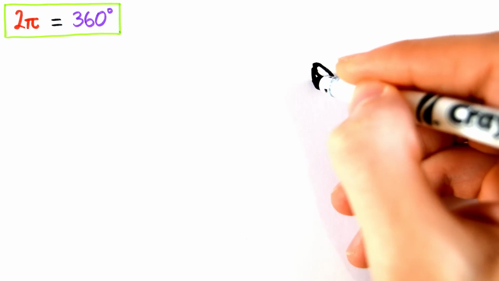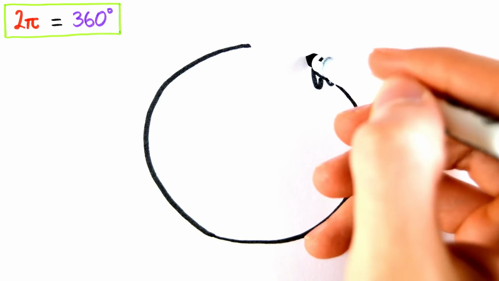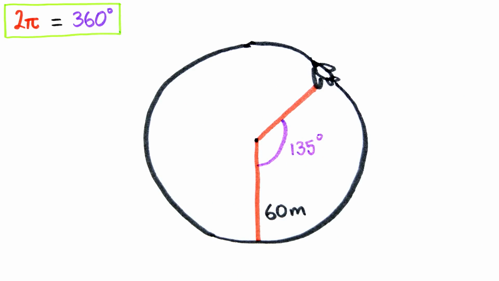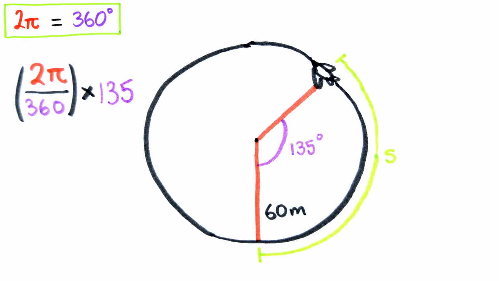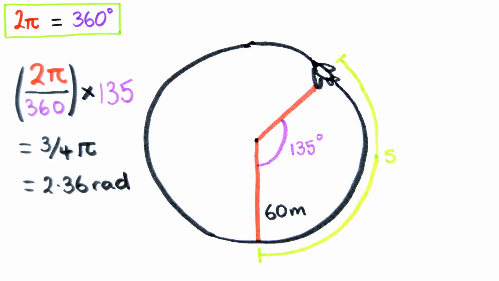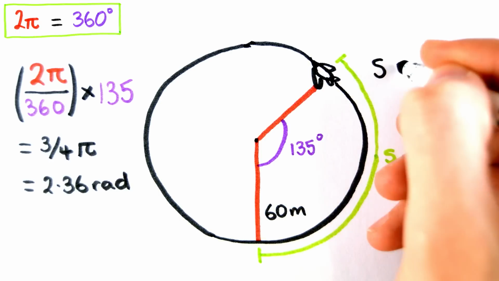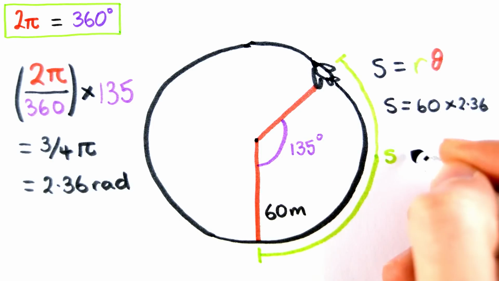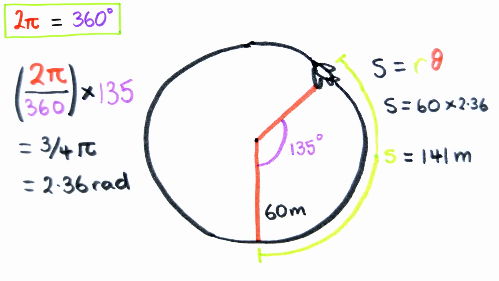For example, an aeroplane performing a loop-de-loop of radius 60 meters turns through 135 degrees. To calculate the distance the plane has moved, we have to first convert the degrees into radians. This is done by dividing 2 pi by 360 degrees to get the radians for 1 degree, and multiplying it by 135, which gives us 3/4 pi or 2.36 radians. This can then be used to work out the distance the plane has travelled as being 141 meters.